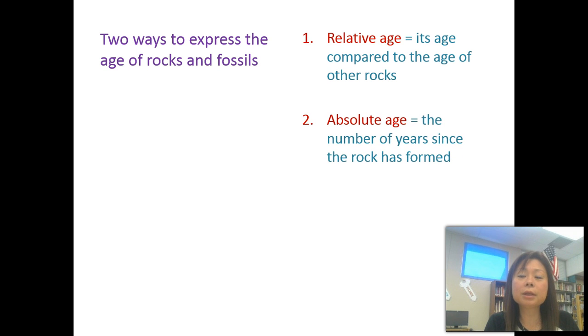There are two ways you can express the age of a rock or the fossil inside the rock. One is with its relative age, which is just comparing which one's older or younger, and the other is the absolute age, which is the actual number of years since the rock has formed.